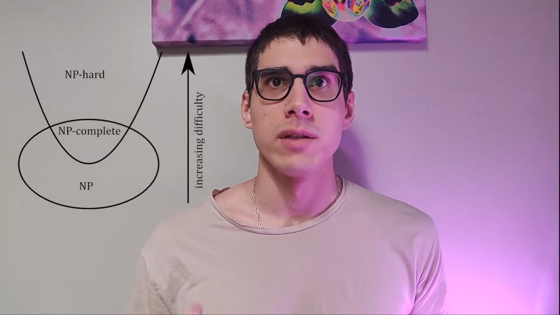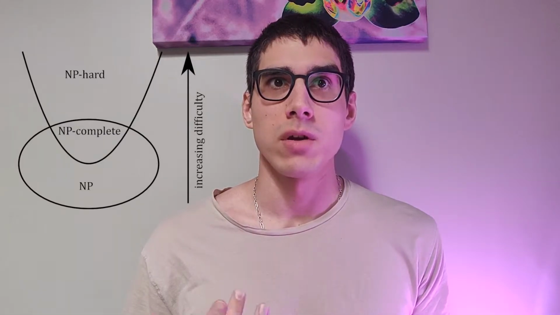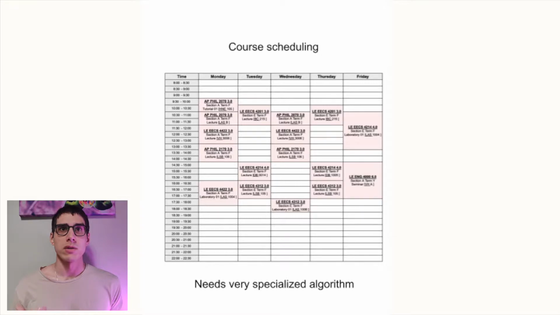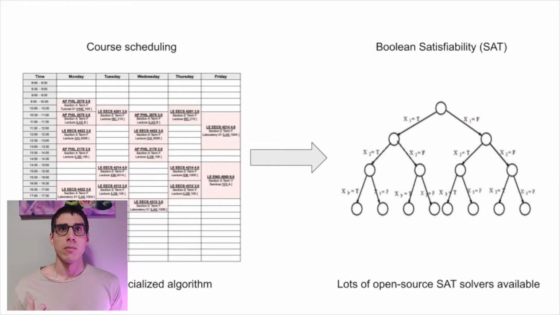So, how do we solve a scheduling problem? Most real-world scheduling problems are NP-complete. This means that there is no efficient algorithm that solves an arbitrary scheduling problem. But this also means that there exists a way to convert our course scheduling problem into one of the most well-studied NP-complete problems, the Boolean satisfiability problem, or SAT.